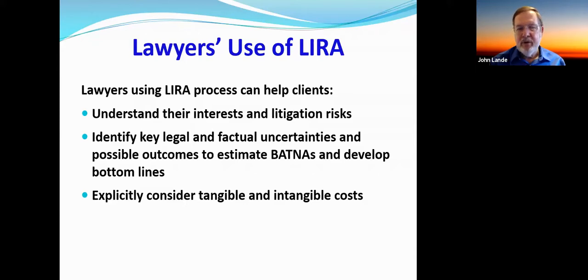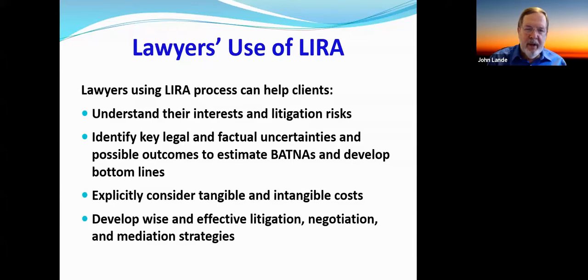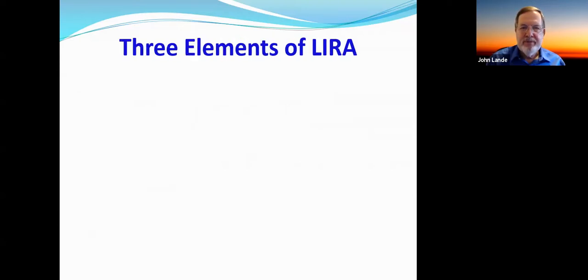So what you're really going to be doing is estimating the value of going to trial, the best alternative to a negotiated agreement, and then developing bottom lines, which actually are much more significant than BATNA values. The BATNA value is one part of the bottom line, as I'll describe. A bottom line is really something that is necessary for developing a good negotiation strategy. And by doing all the things I've just described, it will help you help your clients develop effective litigation, negotiation, and mediation strategies.